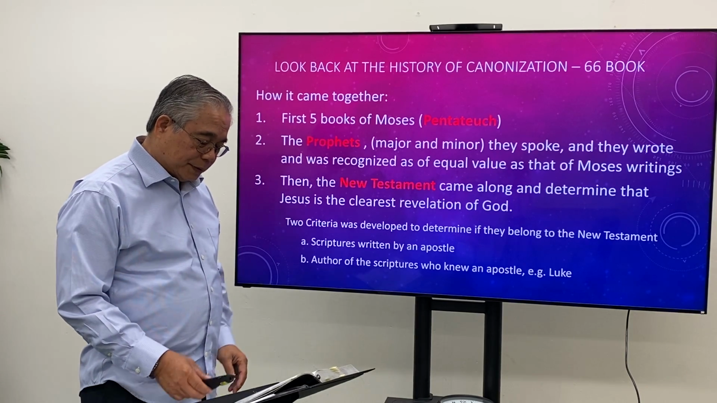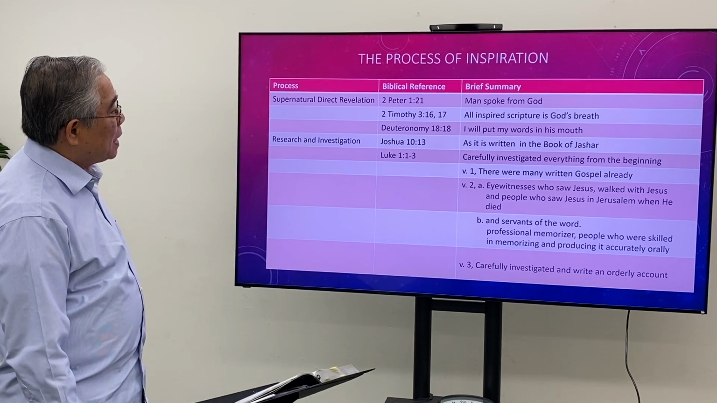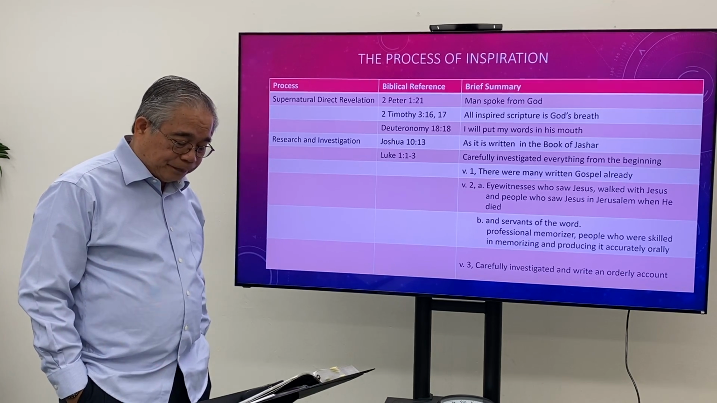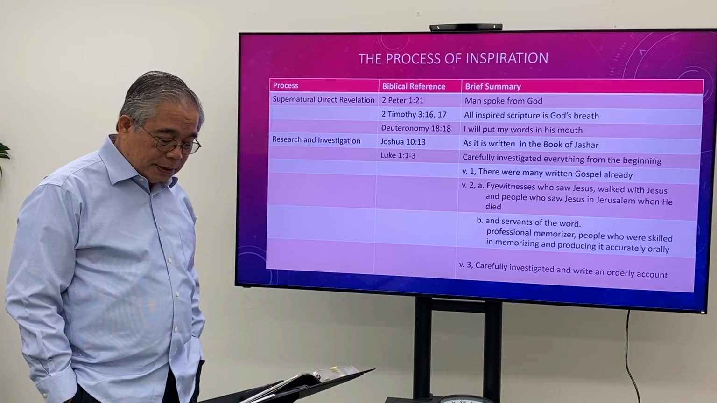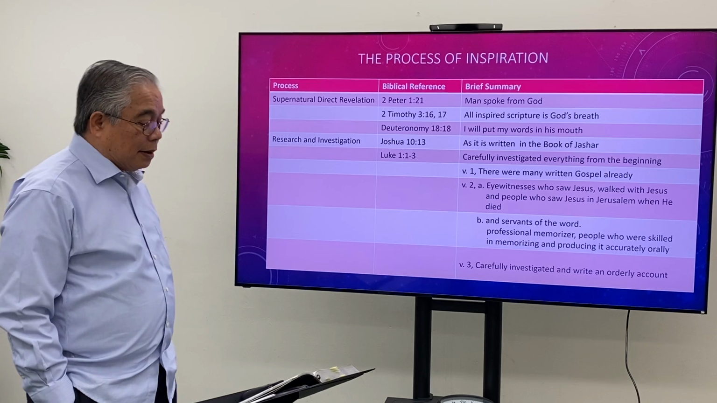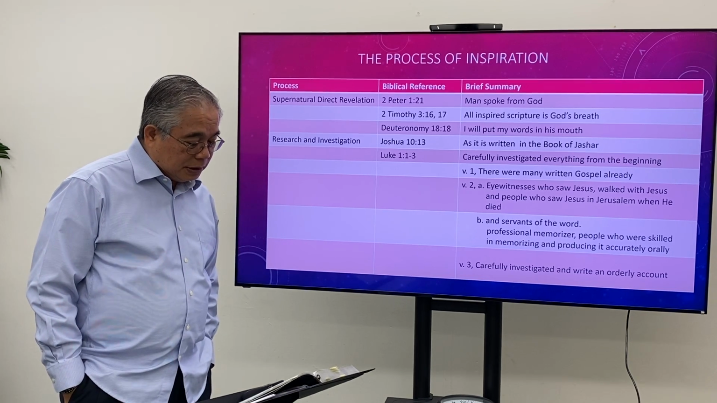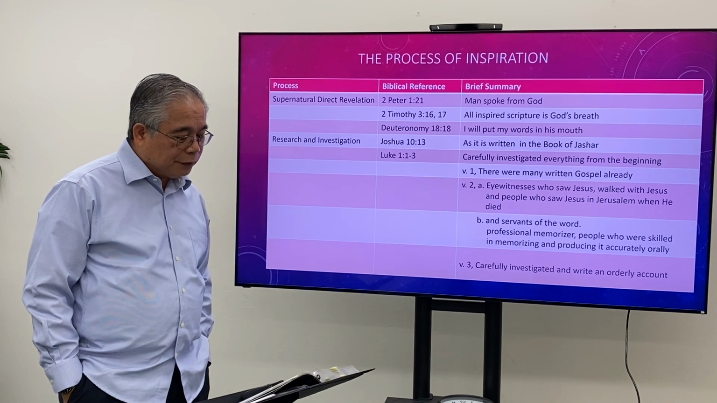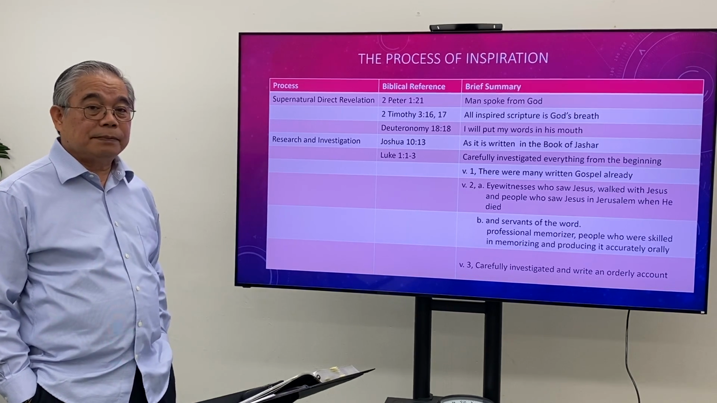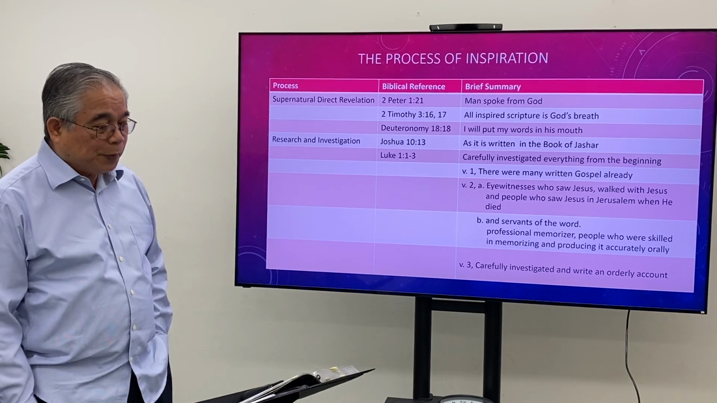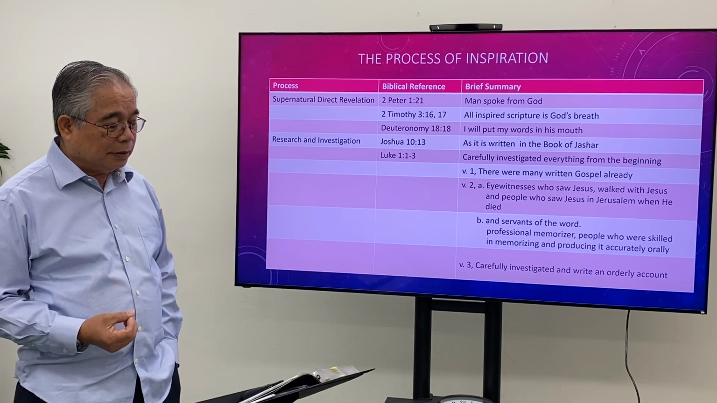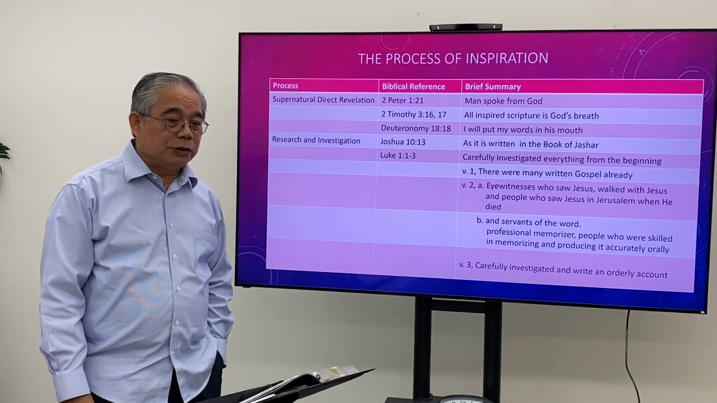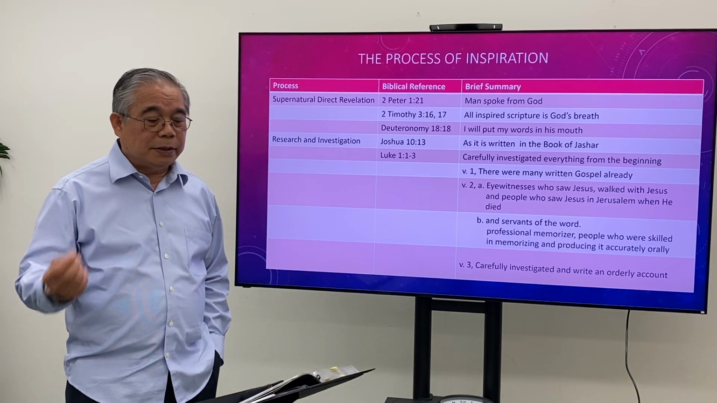Now, of course, our lesson is going to deal with the process of inspiration here. And we have to go back again to 2 Peter chapter 1, verse 21. It says, for the prophecy never had its origin in the will of man, but men spoke from God as they were carried along by the Holy Spirit. So there is a direct supernatural revelation. The word comes from God, like the prophecy when he talked to Daniel, those kinds of methods that God used to tell Daniel about what was going to happen in the future.